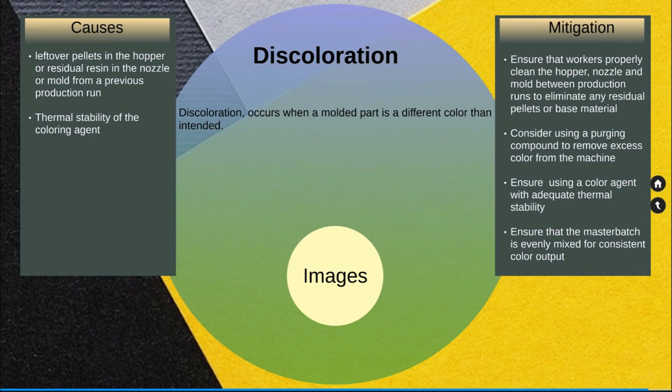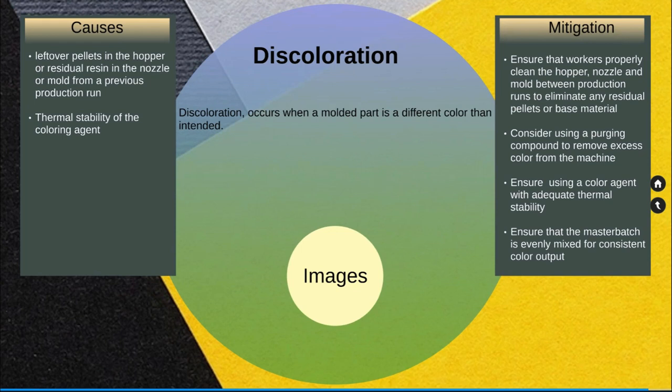The leftover pellets in the hopper or residual resin in the nozzle or mold from a previous production run. If after the production run the nozzle or the cavity or the path is not cleanly cleaned, it can cause a mixing of colors. And next is thermal stability of the coloring agent.